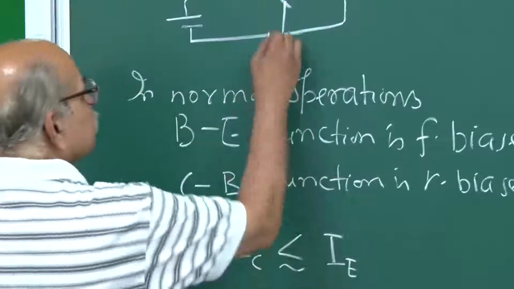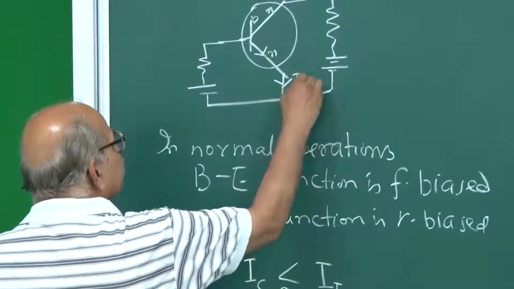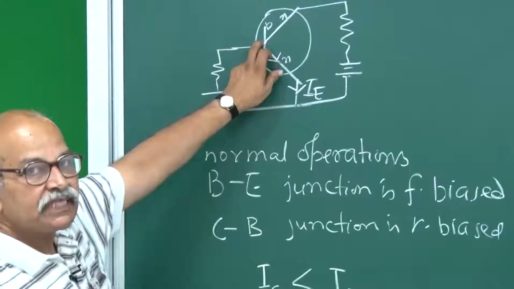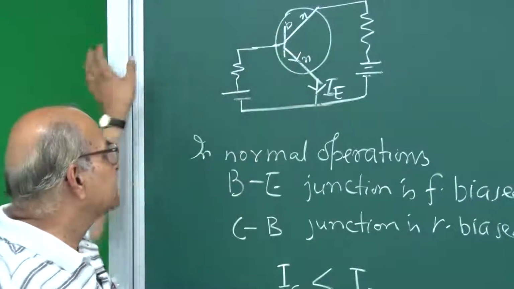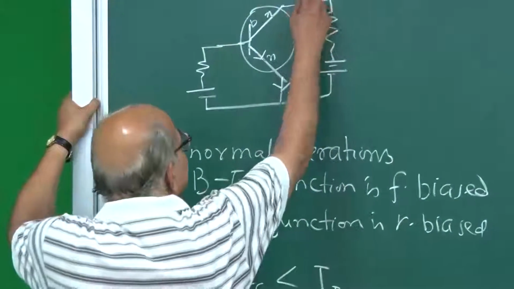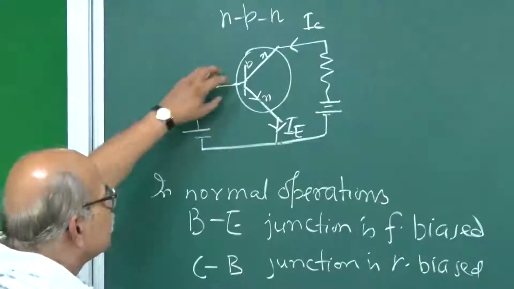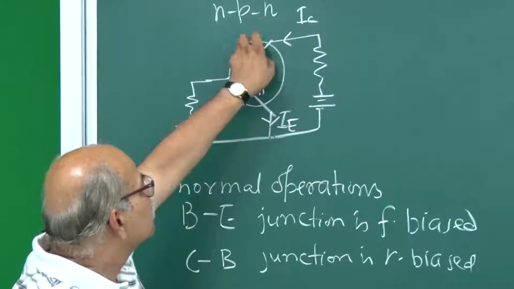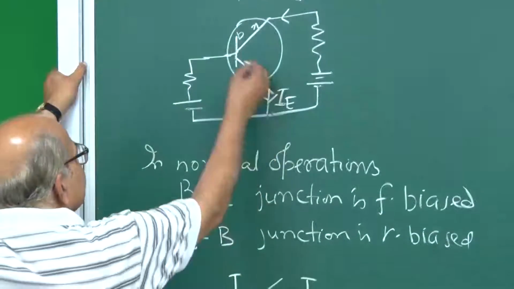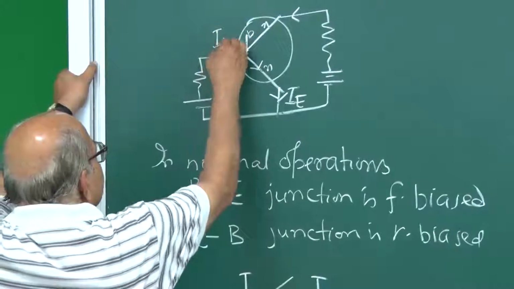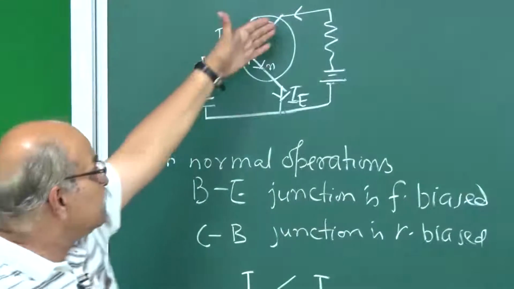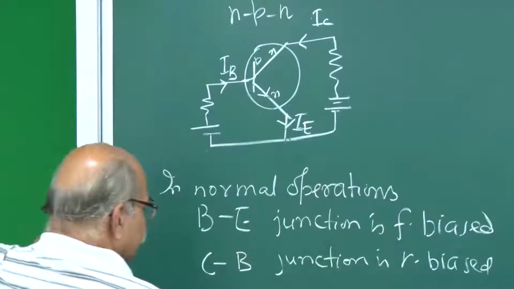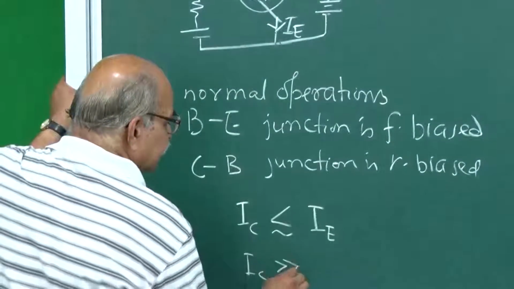The currents are, this is IE, that corresponds to the number of electrons which are being injected from this N side to this P side. So, electrons are going this way, and therefore, the current is this way. Then this is IC, because the electrons are being attracted by this reverse bias, and so electrons are going this way, and so the current is this way, and the electrons which are going in this direction constitute this current IB. So, this IC is slightly smaller than IE, and if you compare this IC with this IB, this IC is much larger than IB.